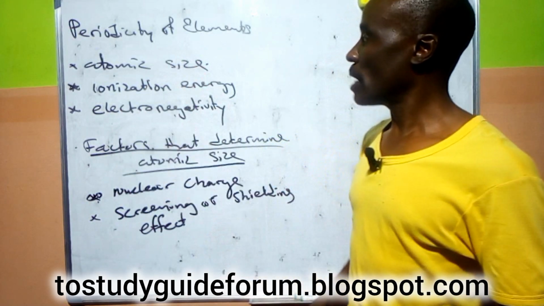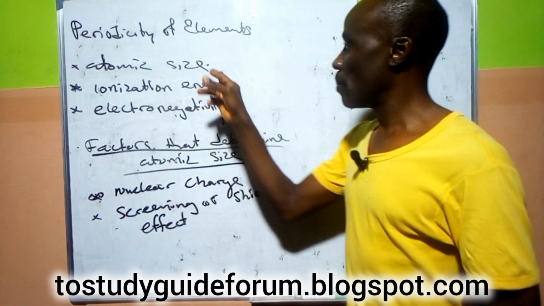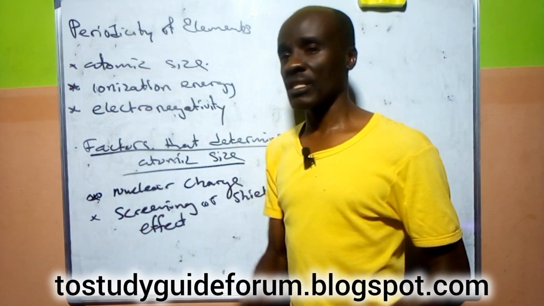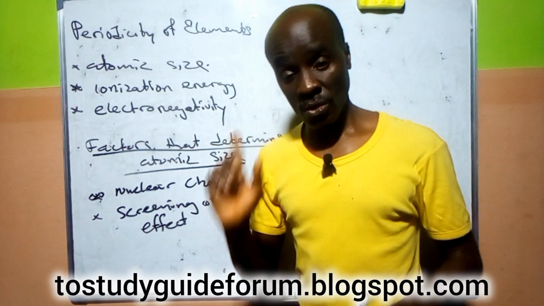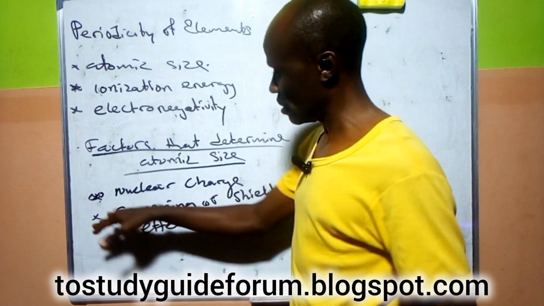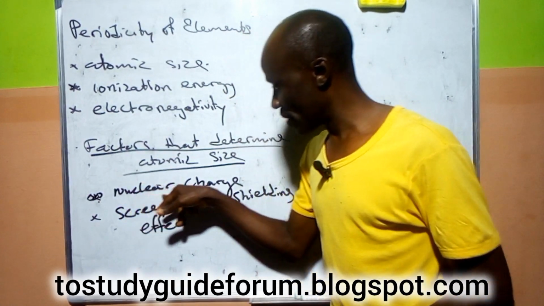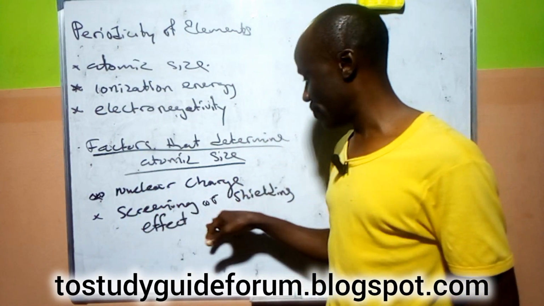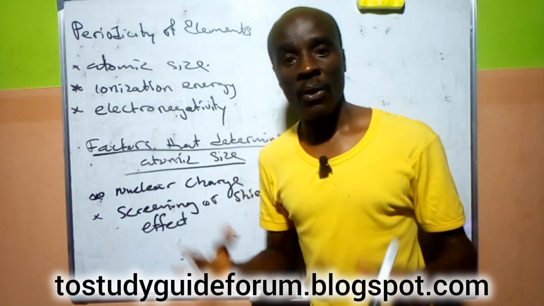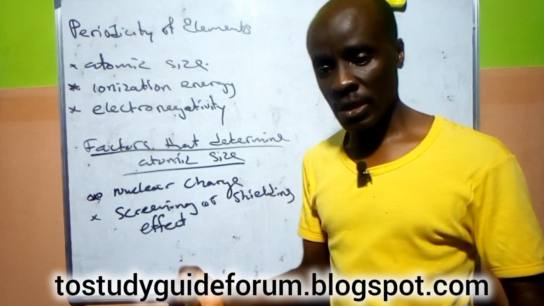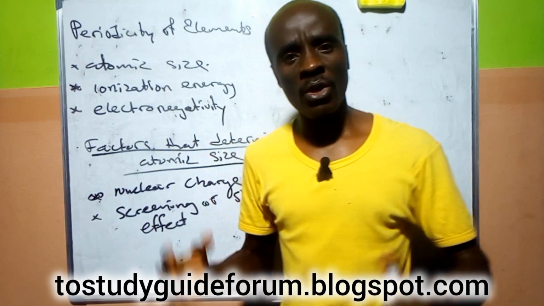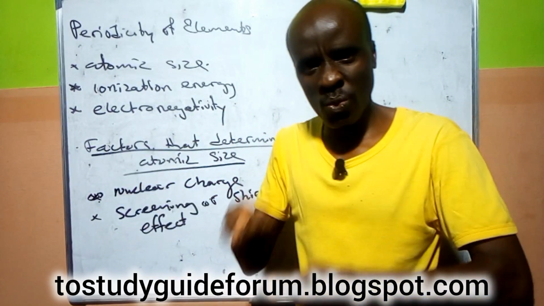Now, there are two factors that affect atomic size. Note very well, there are two factors which I have already written down here. The factors that affect it are the nuclear charge and the screening effect, or shielding effect. Now, what are these things all about? The nuclear charge has to do with the attractive force, because each nucleus attracts electrons to itself.